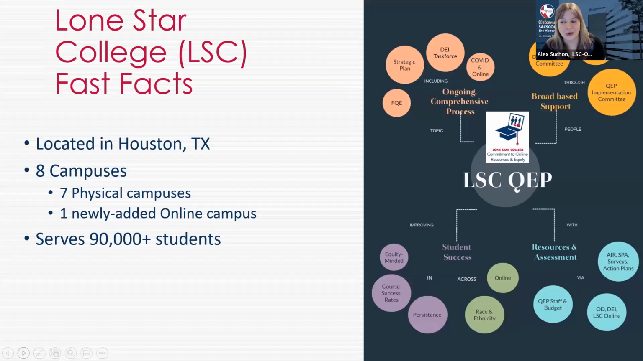Quick little bit about Lone Star College in case you're not familiar with us. We are located in Houston, Texas, more on the north side of Houston. We have 8 campuses: 7 physical campuses, actual locations, and I think we have 12 centers associated with our physical campuses. And we just recently added an online campus that will open this fall. Lone Star College serves 90,000 students, so we are a very big system.